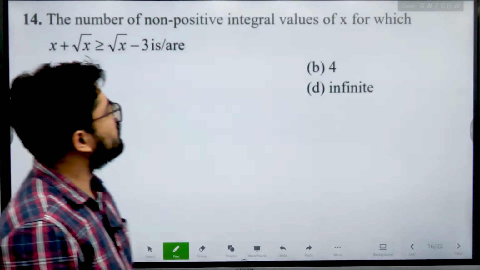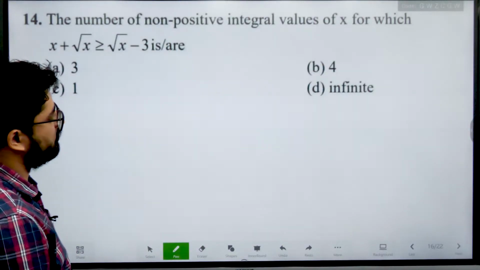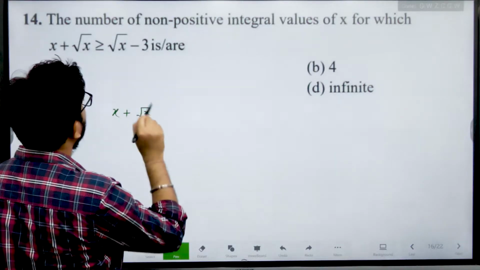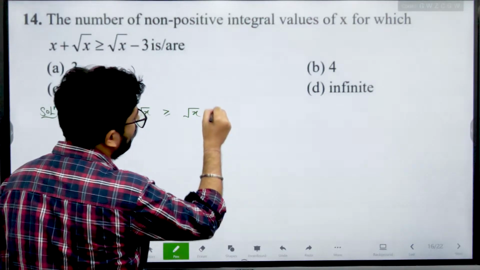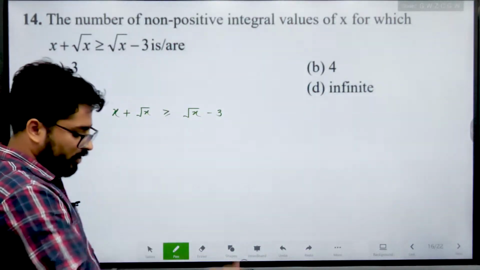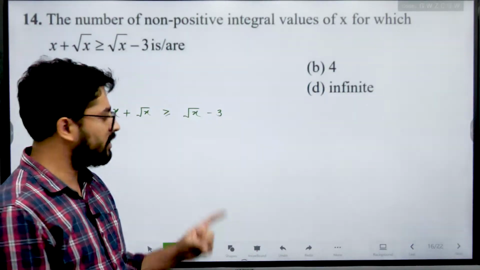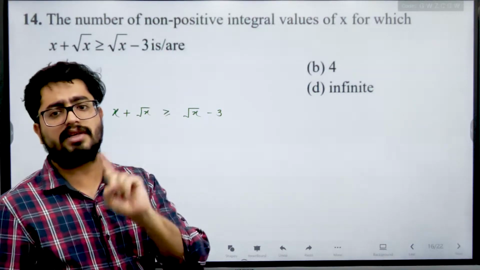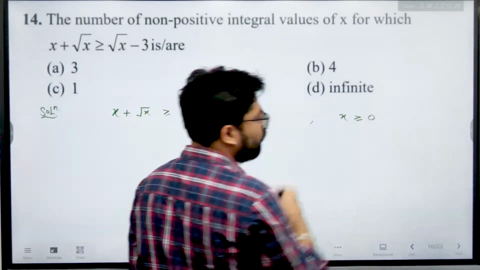The number of non-positive integral values of x for which this is greater than or equal to this. So first, we have x plus root x greater than or equal to root x minus 3. The first condition is: an expression is defined only when all the terms are defined. This is defined whenever x is greater than or equal to 0. So the first condition is x must be greater than or equal to 0.